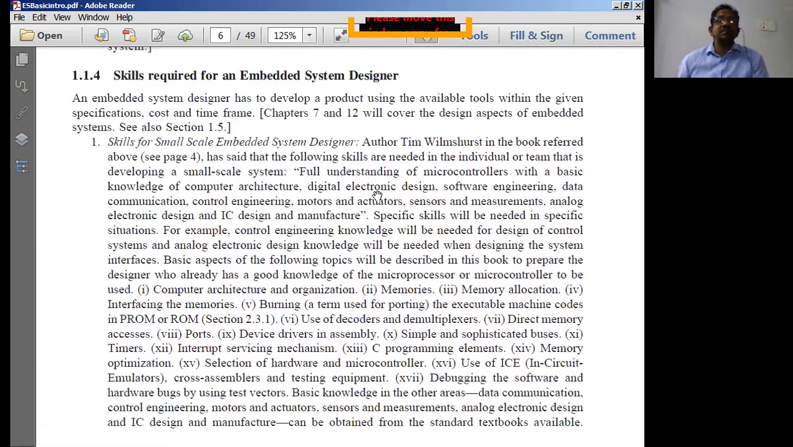And next is the skills required for a design engineer to design an embedded system. As we discussed about three types of systems: small scale embedded systems, medium scale and sophisticated embedded systems. The design engineer needs certain skills to develop an embedded system at these various levels. So the first level is a small scale embedded system. What skills does he require?